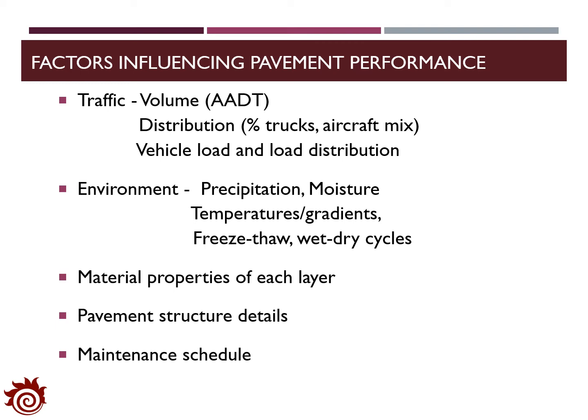For traffic volume, we have to consider distributions of the vehicles, especially distribution of trucks for freeway. And for airport, we have to consider distribution of the aircraft. Also, the vehicle load and load distributions along the lane is very important. The second factor is the environment, including the precipitation, moisture, temperature gradients, freeze-thaw, wet-dry cycles.